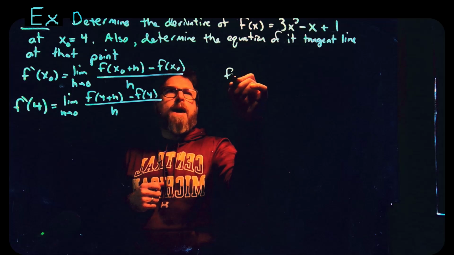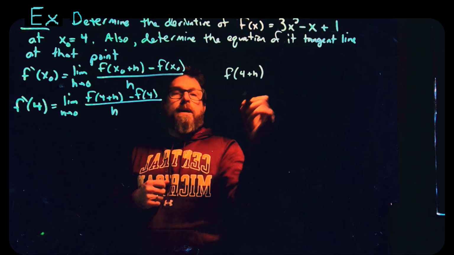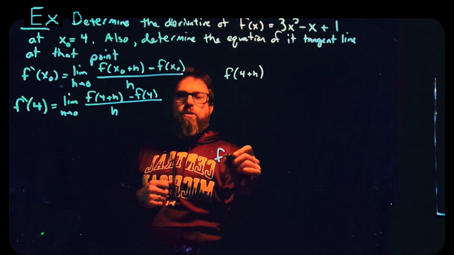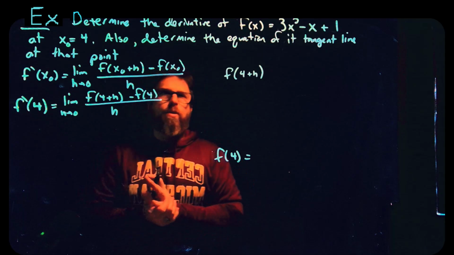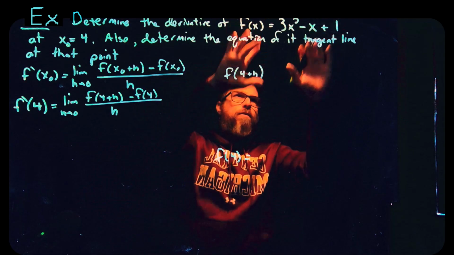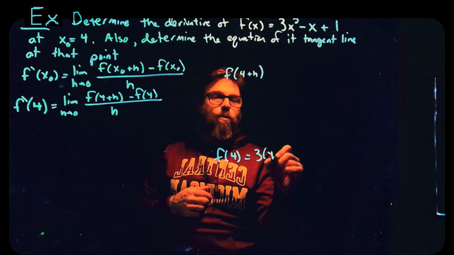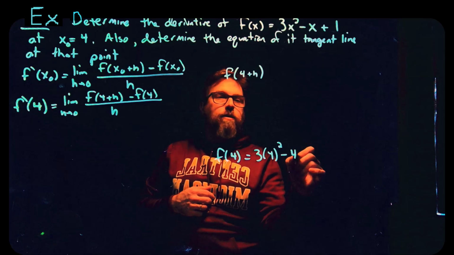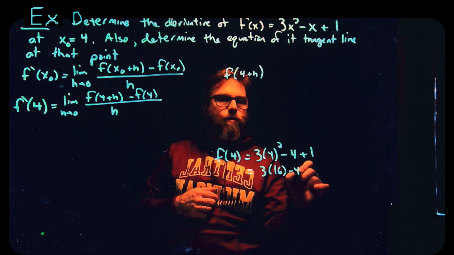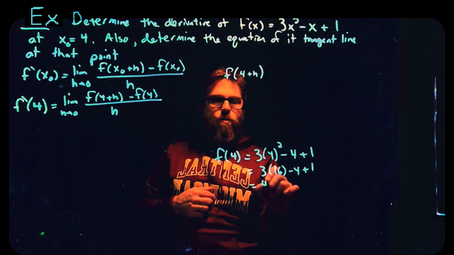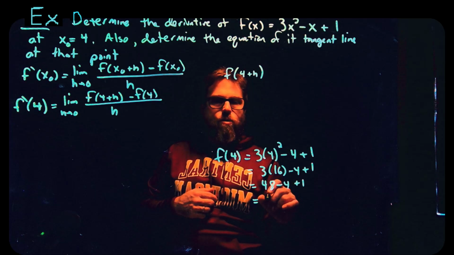So let's go f of, I have to do the 4 plus h, and also note that I'm going to have to do f of 4. Let's start out with the f of 4 because you already know how to do that. So really when I plug 4 into this equation, everywhere there's an x, there is now a 4. So 3 times 4 squared minus 4 plus 1. So this is 3 times 16 minus 4 plus 1. So 48 minus 4 plus 1. So this will be equal to 45.